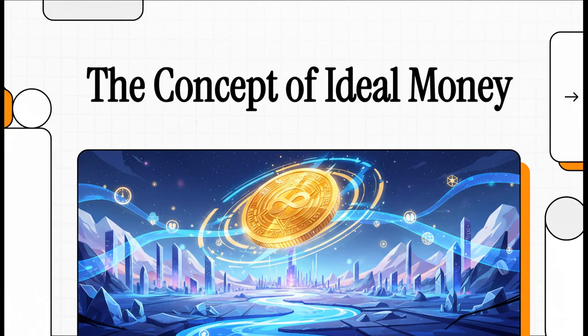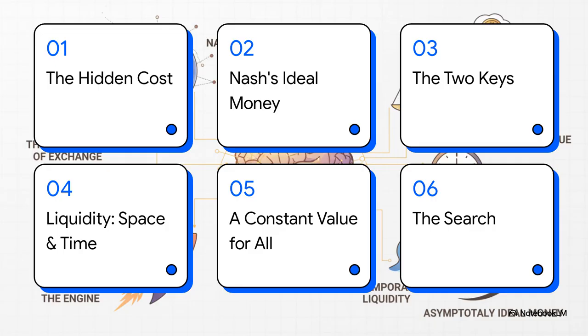Let's jump right in. So here's the plan. We're going to start by looking at a fundamental problem in our economy, this hidden cost that comes with every single transaction. Then we'll dive into Nash's elegant solution, break down its key parts, and see how this whole theory plays out in the real world.